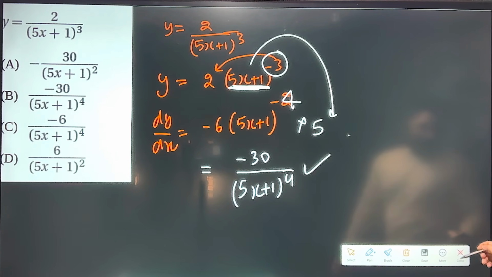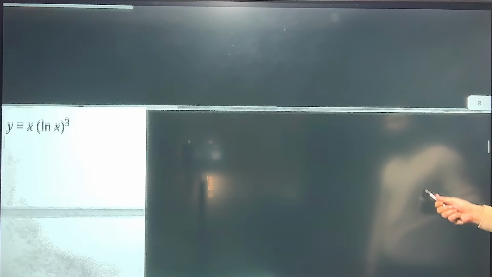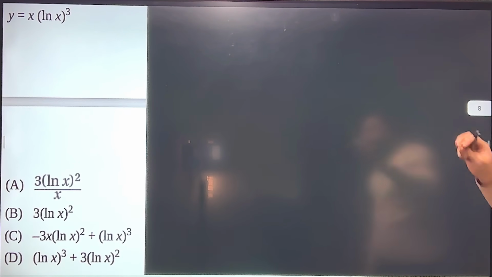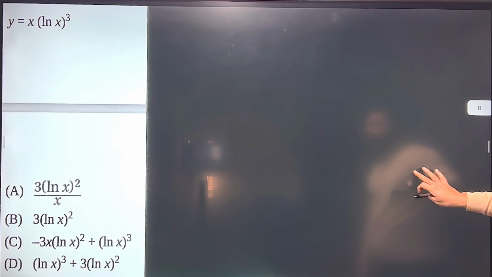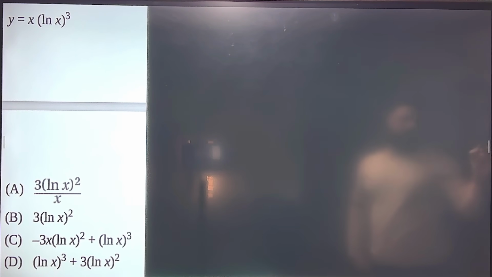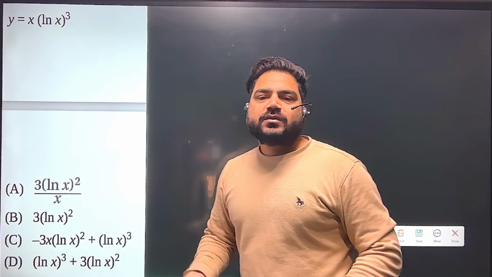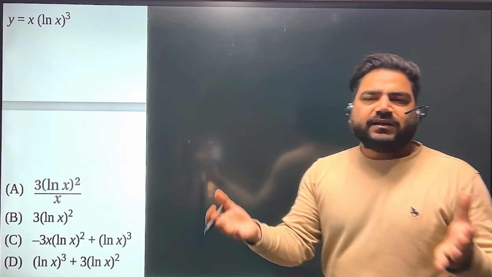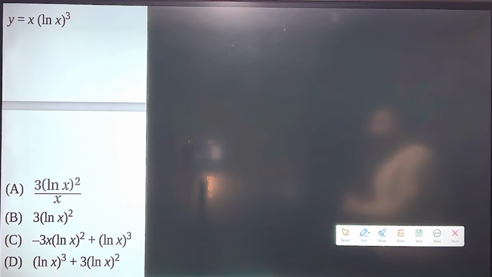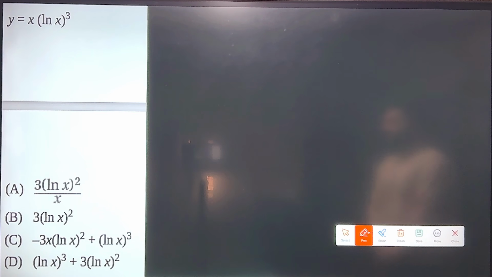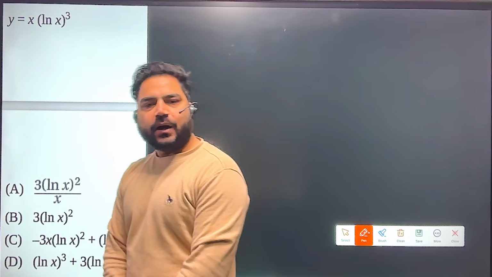Okay, moving on, next question for you. Next question is, I think, what is this question... options are a little down, but no worry, we can do this. See, basically I have to make these types of PPT, so a little error is there, but not too much error. So the question is right in front of you. Y is equal to x multiplied by ln x, and power is 3. Y is equal to x and (ln x) power 3.